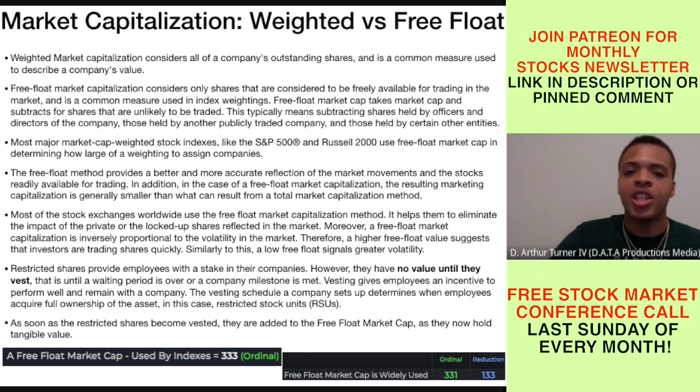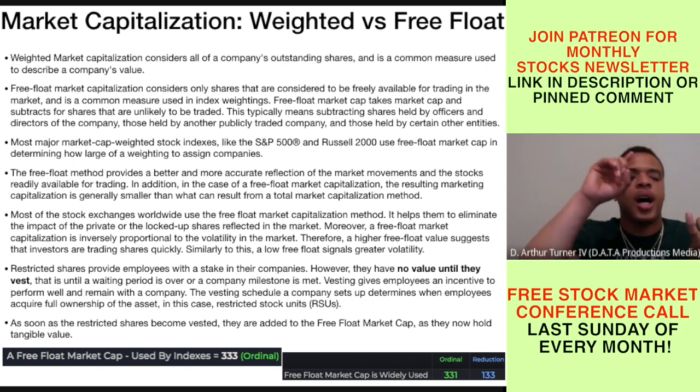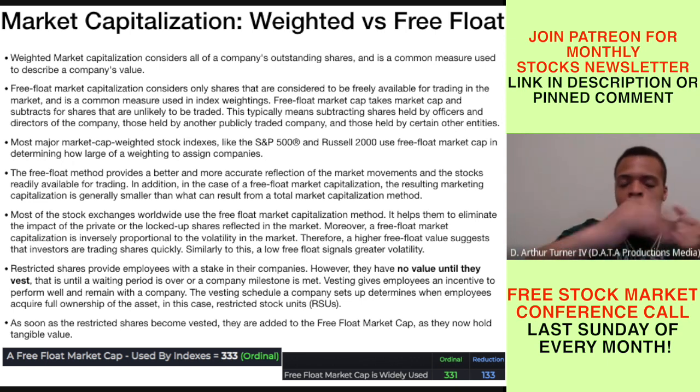Market capitalization, weighted or total versus free float. You can say weighted, you can say total. It's essentially the same thing. Weighted market capitalization considers all of the company's outstanding shares and is a common measure used to describe a company's value. So when you think about it, it includes the tradable float, the tradable shares that are on the tradable market.